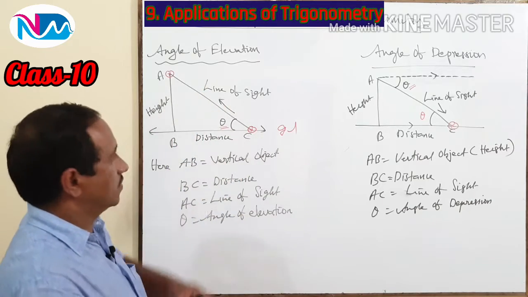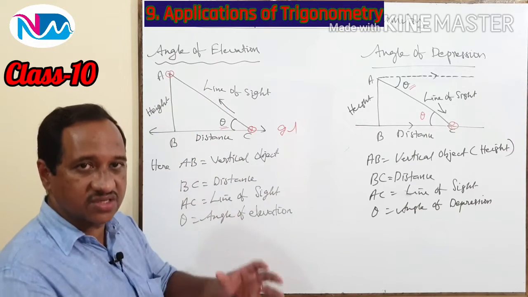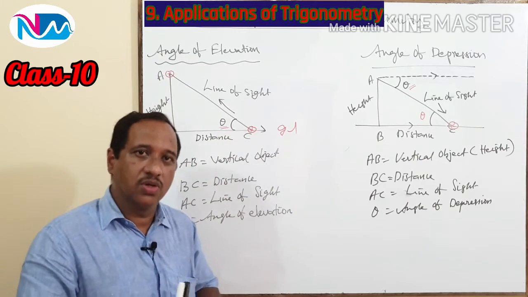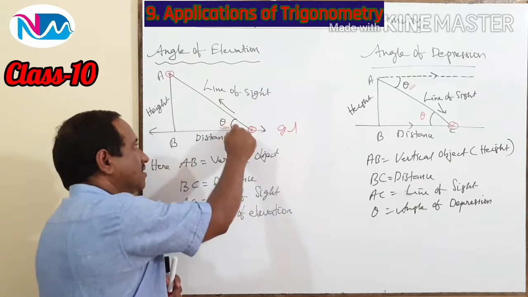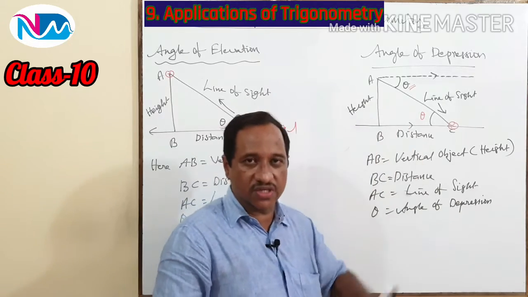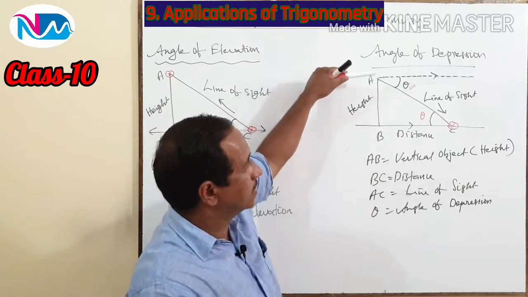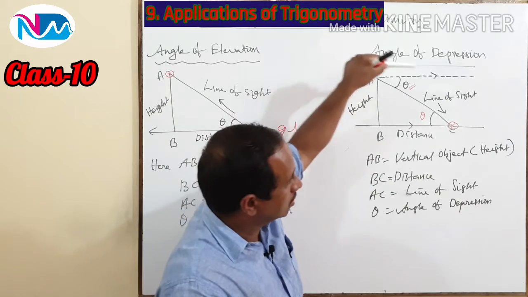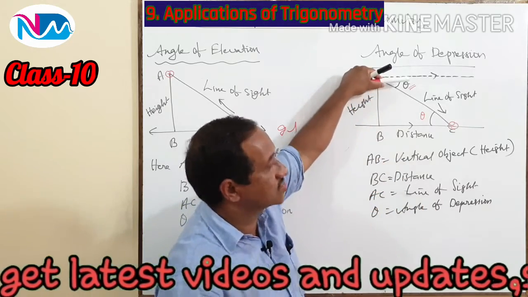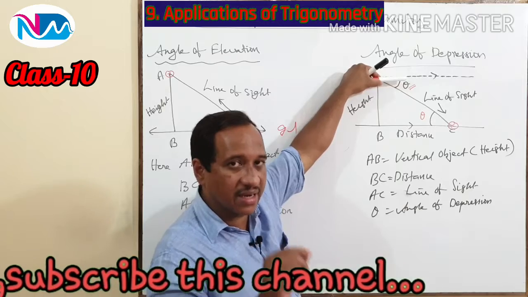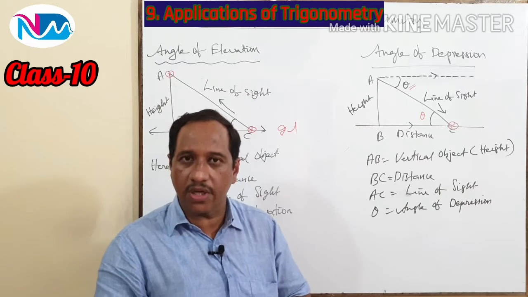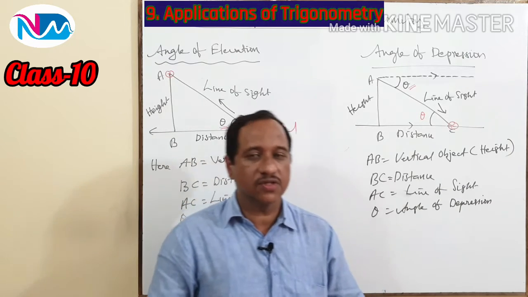In the case of angle of elevation, the object is observed from a lower point to a higher point. So the angle of elevation will be within the right angled triangle formed. But in the case of angle of depression, the object is observed from a higher point to a lower point. So the angle of depression is formed outside the right angled triangle, but can be brought into the right angled triangle by the property of alternate interior angles.